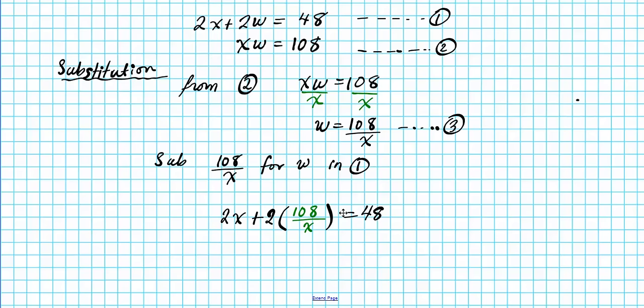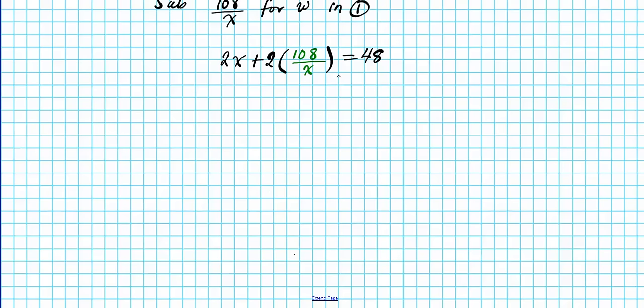Now take a look at what we have. We have one equation and one unknown, or one variable, so we can totally solve this equation right here. So we have 2x plus 2 times 108. You can put this over 1, multiply across. We have 216 divided by x equals 48.